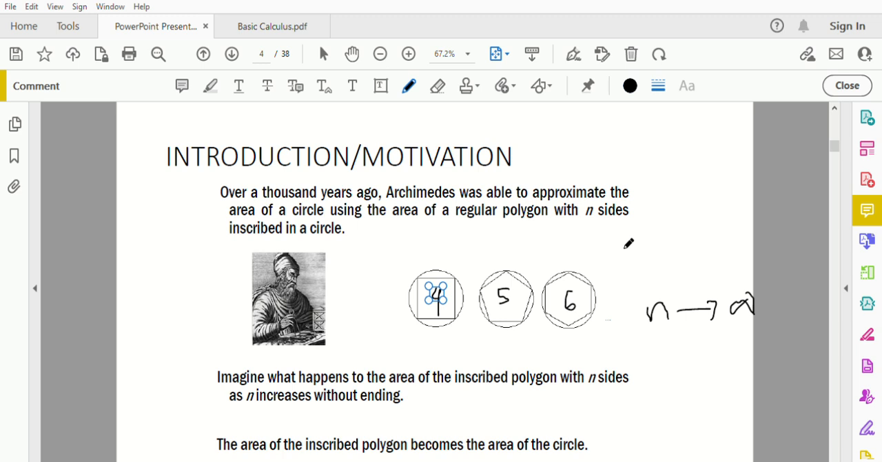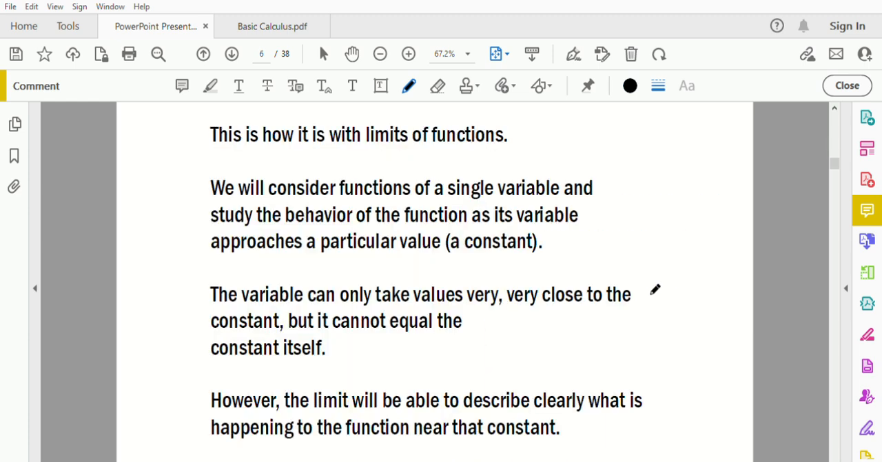So that's the approximation. Archimedes studied the behavior of the regular polygon as n increases. The same goes for limits of functions. We will consider functions of a single variable and study the behavior of the function as its variable approaches a particular value. Same with our illustration, the polygon approaches a circular shape.